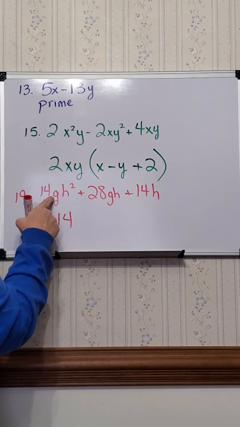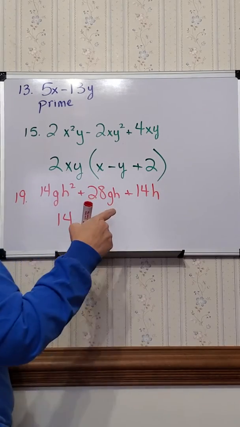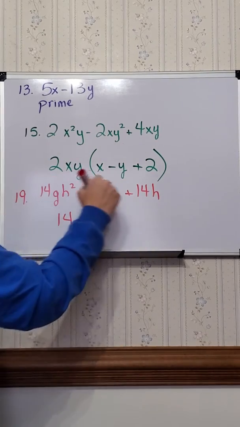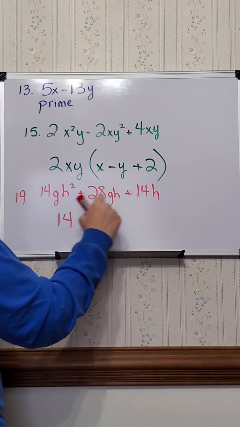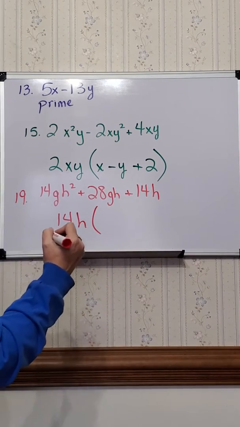If I look at my G's, I've got a G here, I've got a G here, but I don't have a G in this one. Because I don't have a G in there, I can't pull it out. I can only pull it out if it's going to be in all of them. But look, I do have an H in each one of them. So I'm going to go ahead and pull that H out.